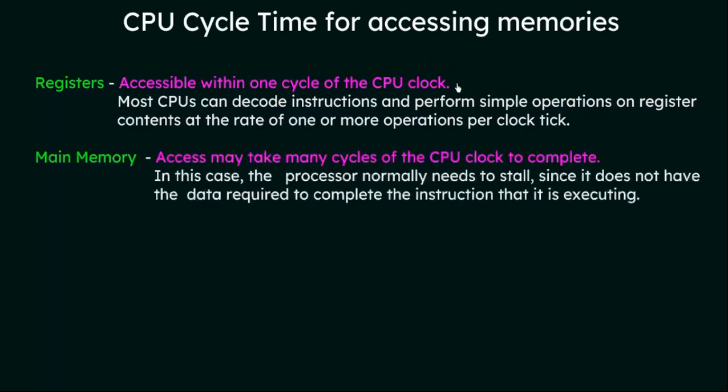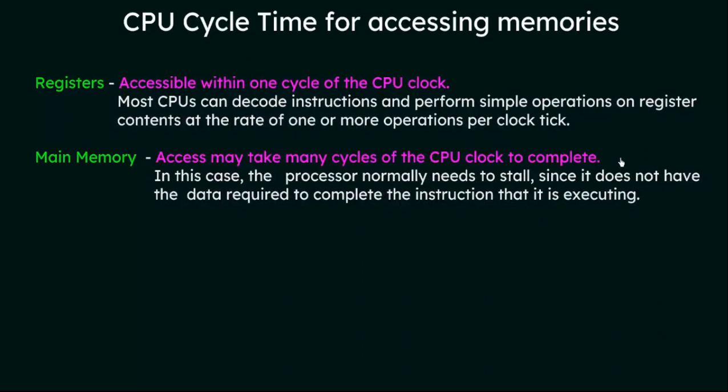Now let's see the next one, which is the main memory. For main memory, the access may take many cycles of the CPU clock to complete. In this case, the processor normally needs to stall, since it does not have the data required to complete the instruction that it is executing. So in the case of main memory, unlike registers, the CPU may take many cycles to complete. That means for accessing the main memory, the CPU can take more time because there will be many cycles involved in order to access it.